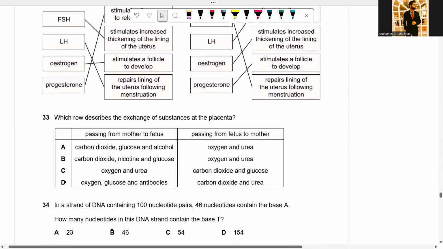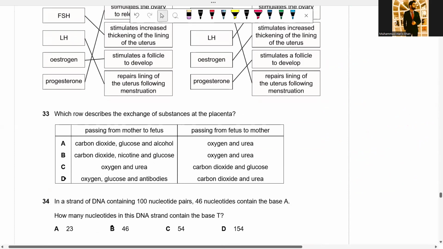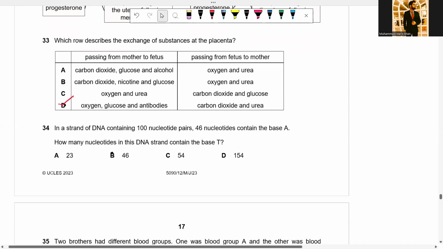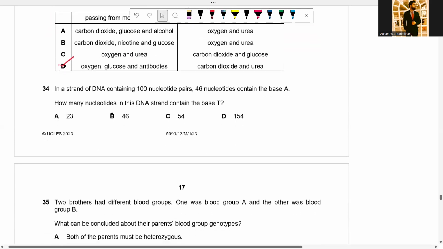Question number 33: which row describes the exchange of substances at the placenta? The answer will be D, that is oxygen, glucose, antibodies will pass from mother to the fetus, and from fetus to the mother, the carbon dioxide and urea, that are the waste substances, will be transported to the mother, and then from mother's body it will be transported outside the body. So the answer will be D. In 34, in a strand of DNA containing 100 nucleotide pairs, there are 100 nucleotide pairs. It means there are 200 bases.